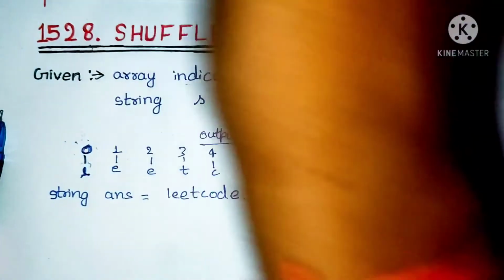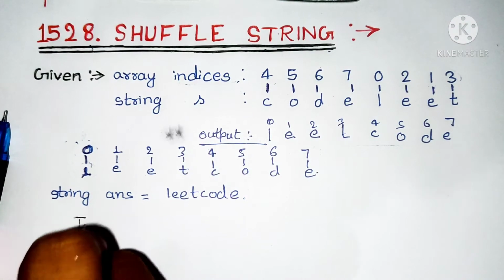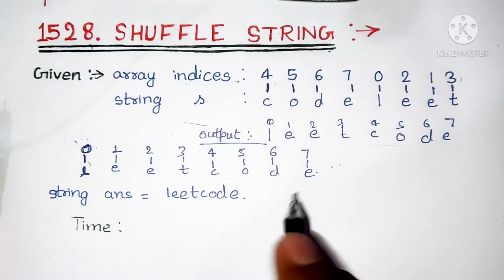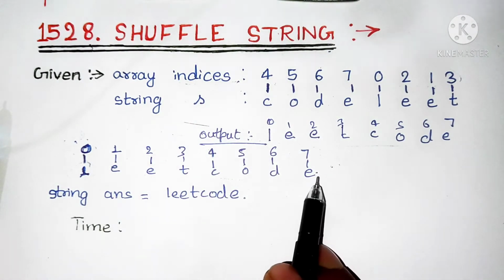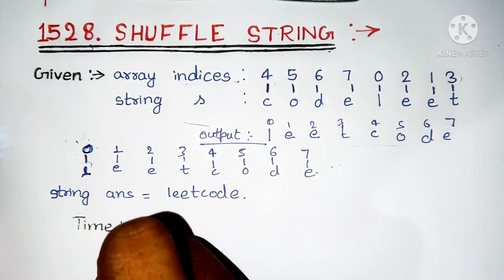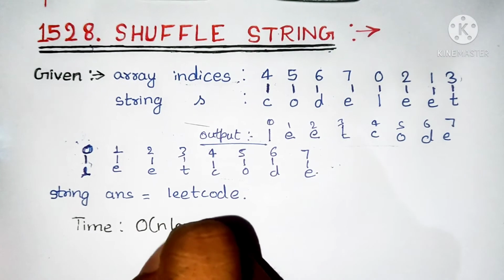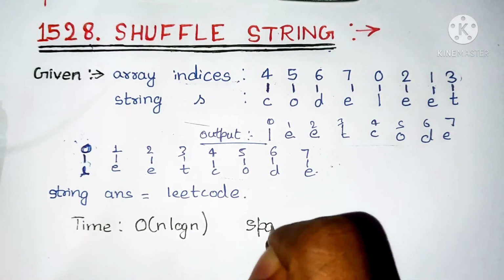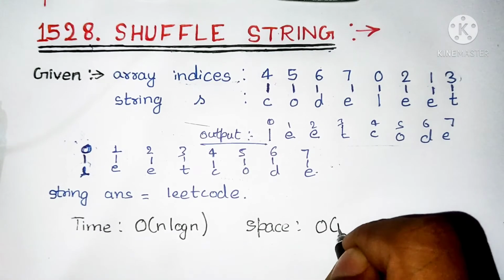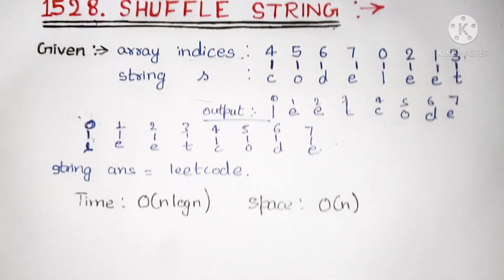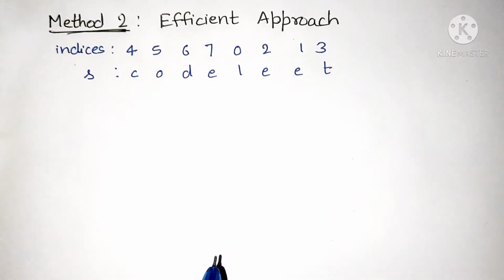And what will be the time complexity? Since we are using a map, to enter all the n elements, all the n pairs, the time taken will be big O of n log n. And what will be the space? The space will be big O of n, right?